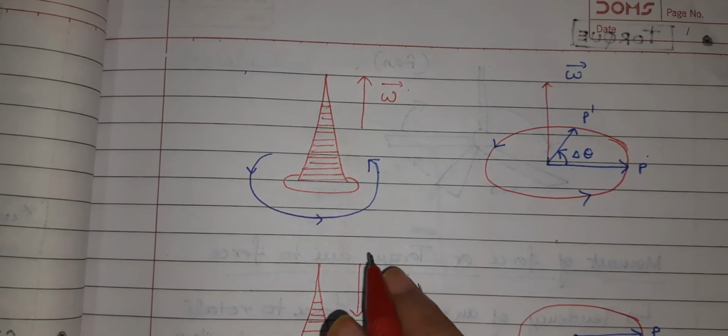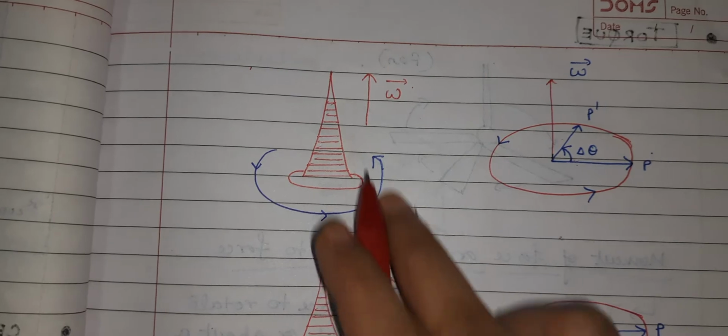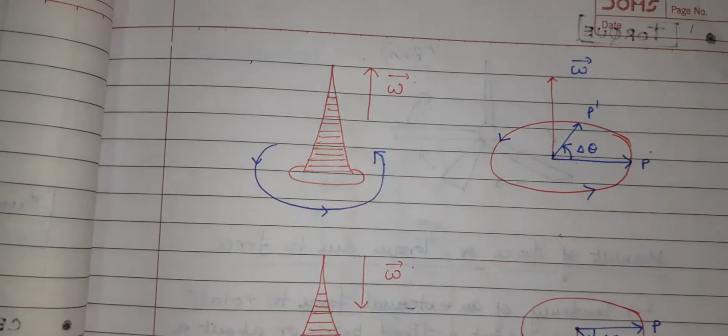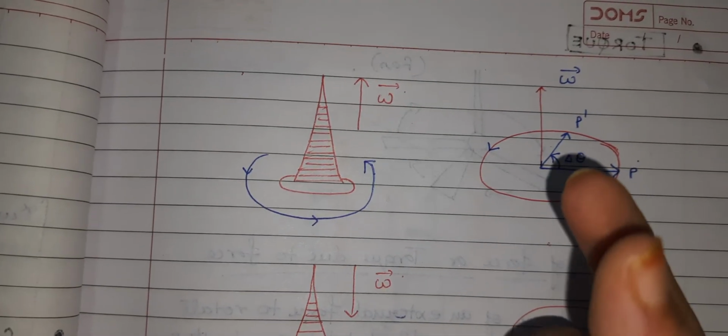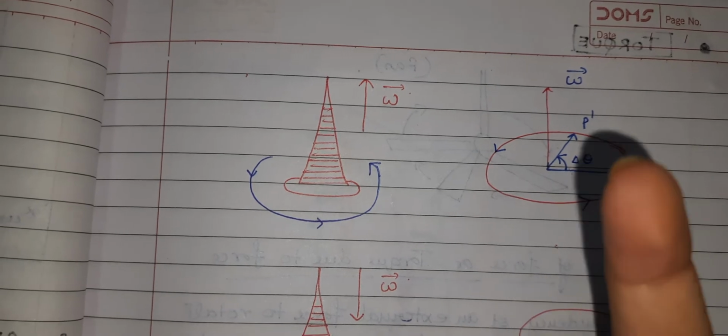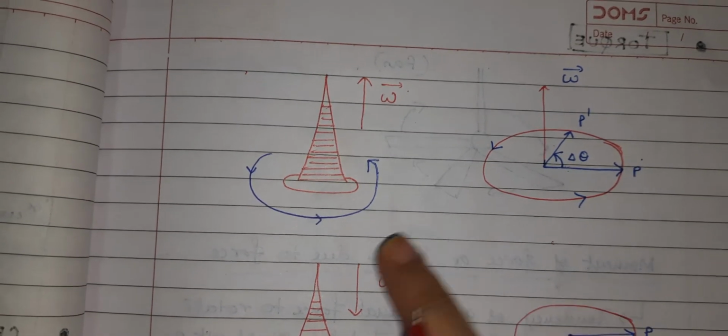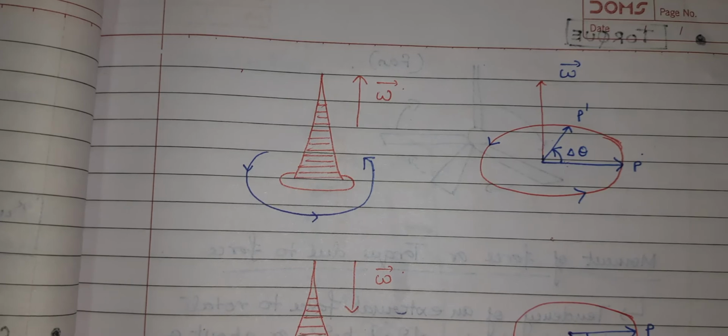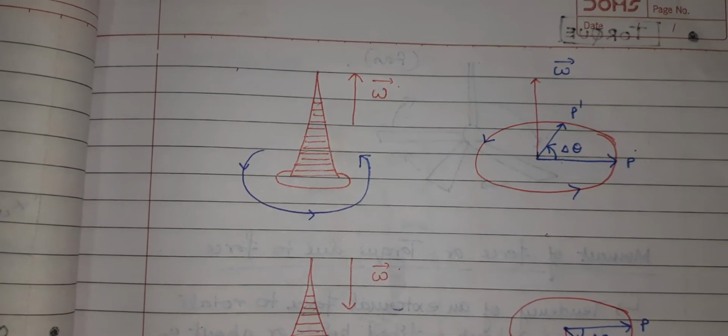Always remember, for anti-clockwise rotation, the direction of the angular velocity, that is omega, is along the axis of rotation and it is directed upwards. Whenever you rotate the screw in the anti-clockwise direction, the screw will go up. So wherever the screw will go, you will get the direction of the omega.